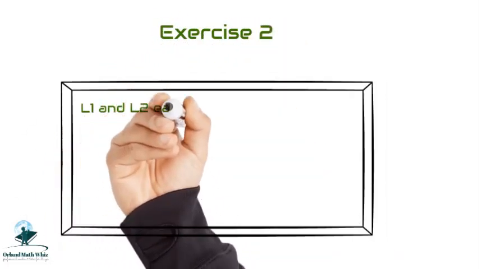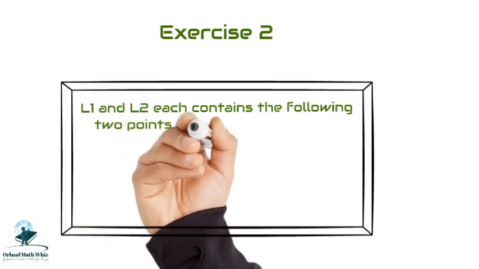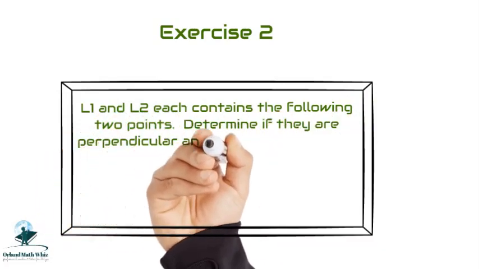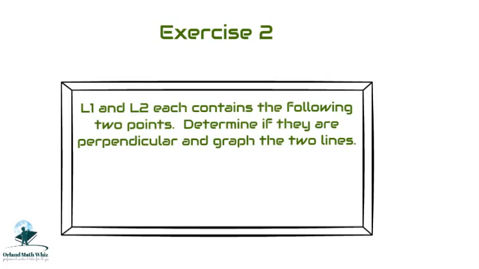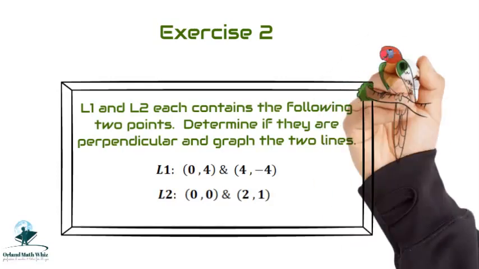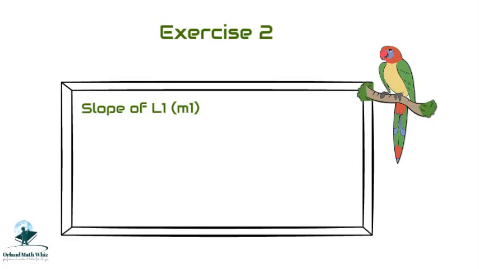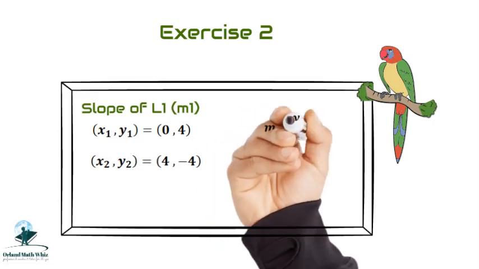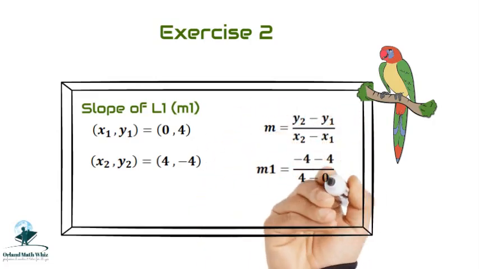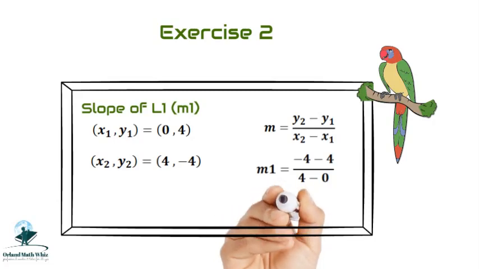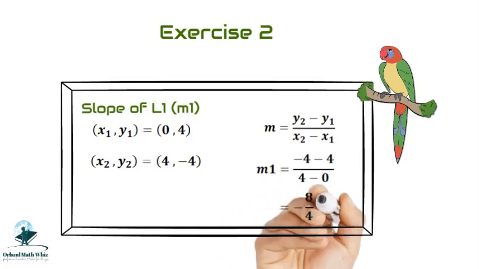Exercise 2. L1 and L2 each contain the following 2 points. Determine if they are perpendicular and graph the 2 lines. L1: (0, 4) and (4, -4). L2: (0, 0) and (2, 1). Let's first calculate the slope of L1. Let (x1, y1) equal (0, 4) and (x2, y2) equal (4, -4). Using the formula for slope, m1 equals the quantity -4 minus 4 over the quantity 4 minus 0. This gives us m1 equals -2.